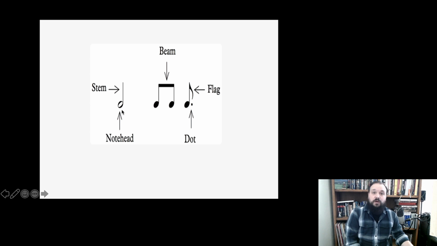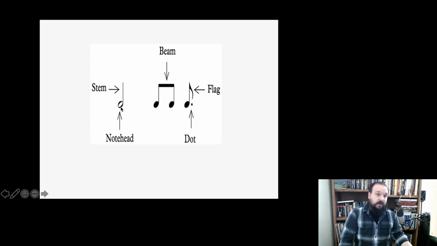Can you say that with me? Note head. One more time. Note head. Good. The note head can be filled in like this one, like a filled in bubble. It can also be hollow on the inside. Either one is still a note head. Basically all notes are going to have at least this note head. You can have notes that have nothing else, just a note head that's hollow.